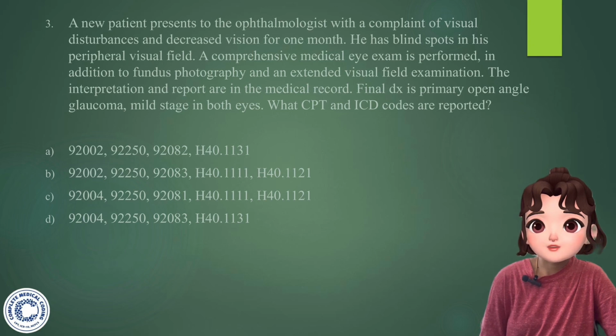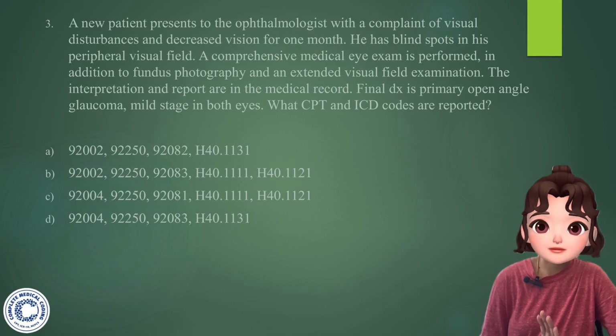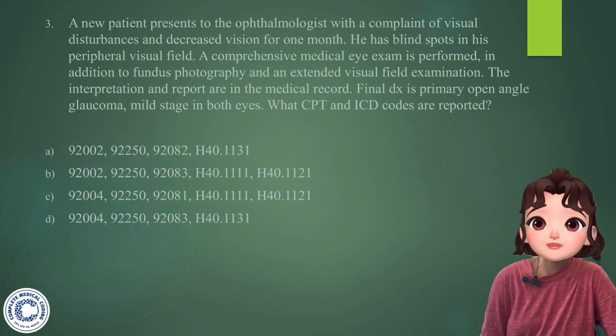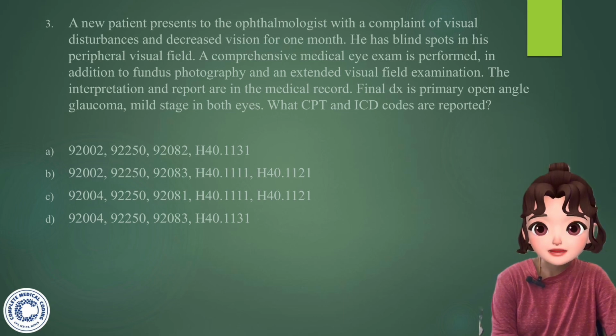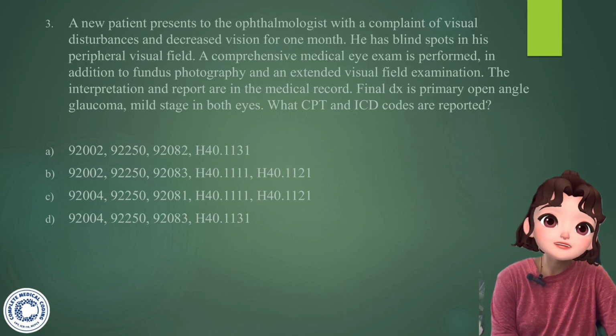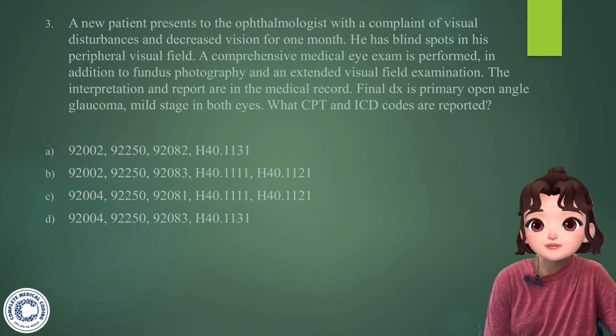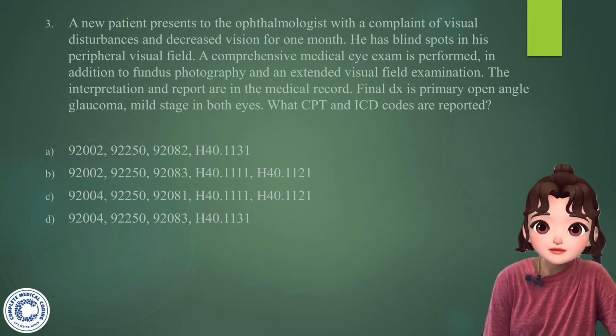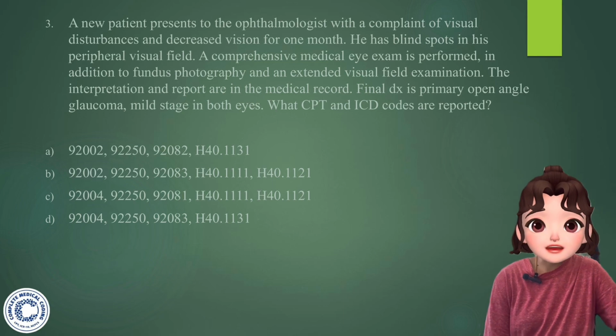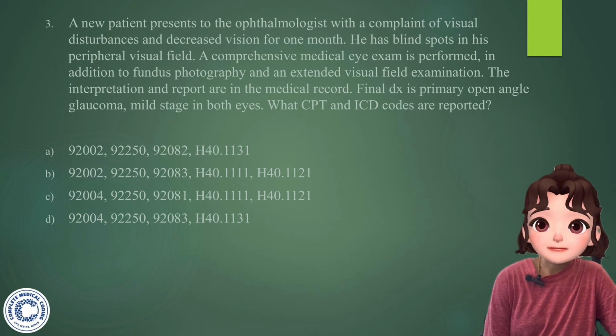The interpretation and report are in the medical record. Final diagnosis, DX represents diagnosis. Final diagnosis is primary open angle glaucoma, mild stage in both eyes. So it's directly written here, which makes it easy for you to find the diagnosis. What CPT and ICD codes are reported?